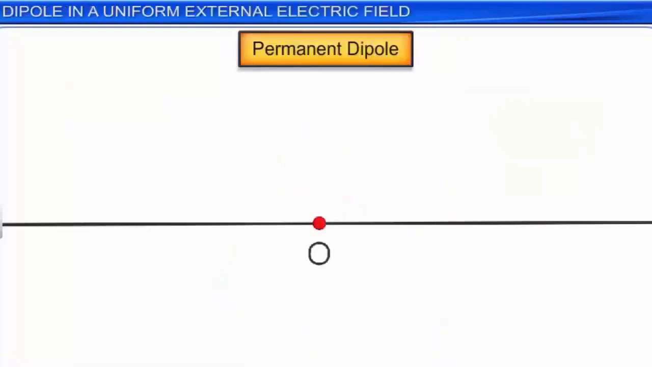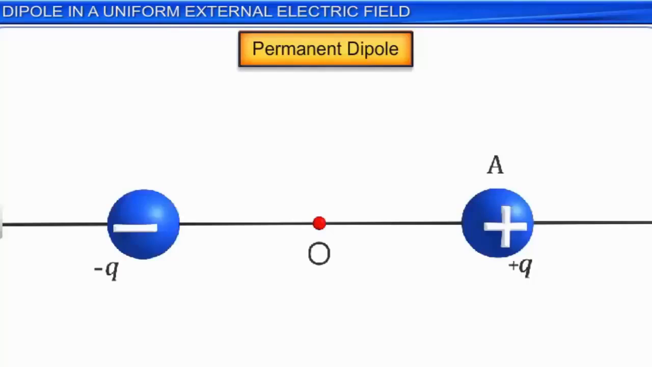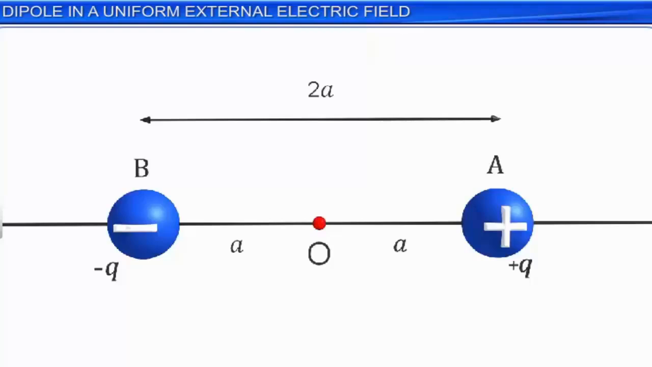Consider a permanent electric dipole having a positive charge plus Q at A and a negative charge minus Q at B, separated by a distance 2a. A permanent dipole is one which has a dipole moment irrespective of the presence of an external electric field. The electric dipole moment P of the dipole is equal to 2aq, directed from minus Q to plus Q along the axis of the dipole.